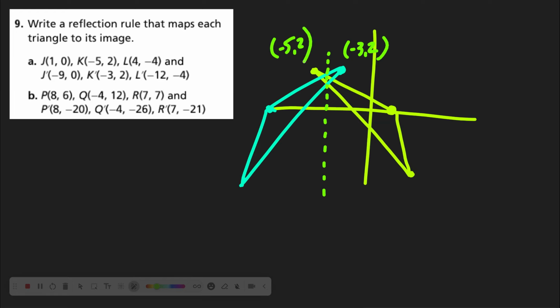So somebody had mentioned this earlier. This is a reflection about the line x equals negative 4, right? Okay. And so that's what we want. We want to reflect it over the line x equals negative 4. That kind of took some thought. I'm glad we did that together.